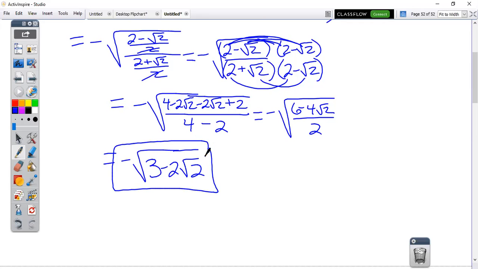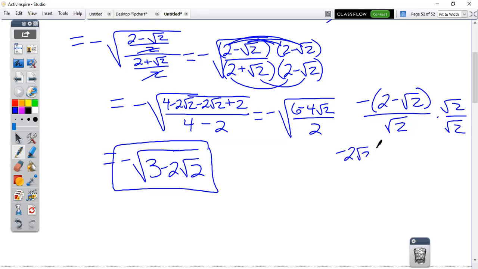You would have gotten up here, let's see, negative 2 minus square root of 2 over the square root of 2. And then you would have to multiply. So that'd be negative 2 square root of 2 plus 2 over 2, which would be negative square root of 2 plus 1. So that could have been one answer as well.